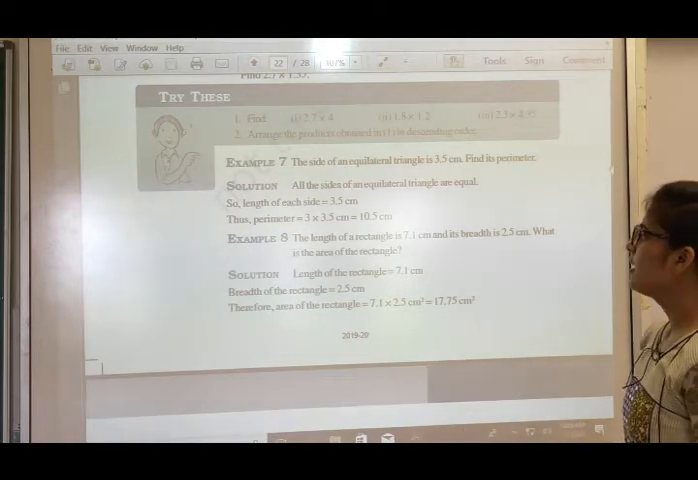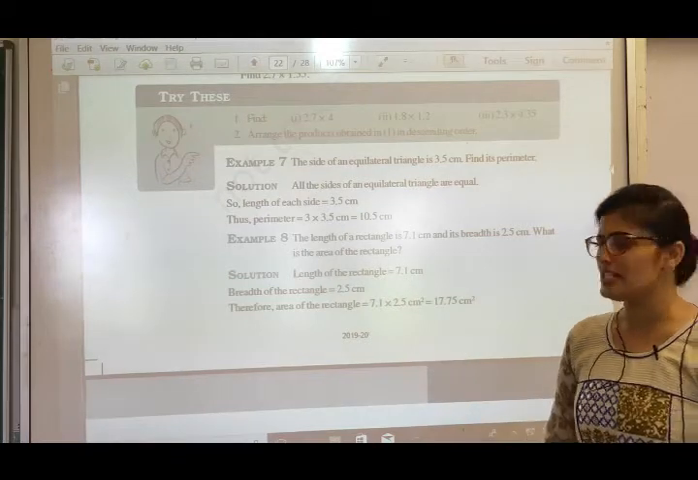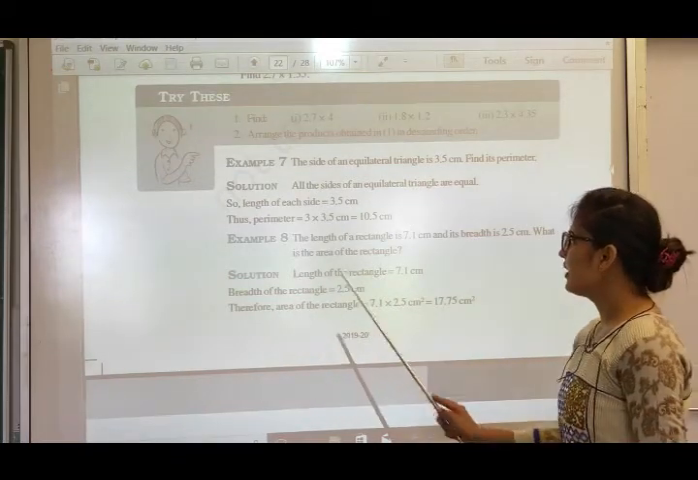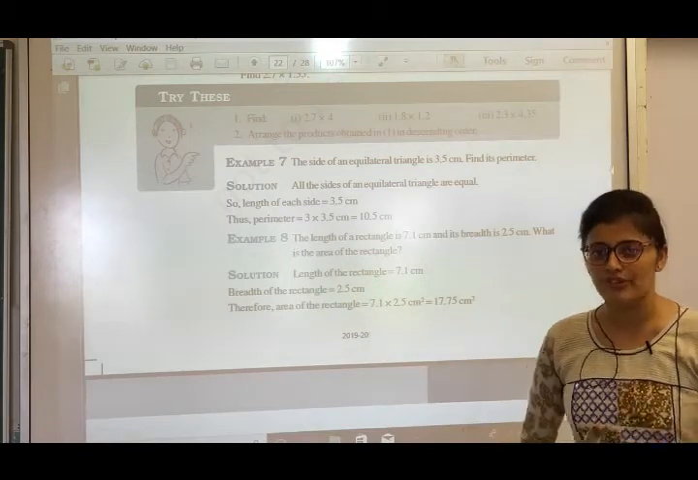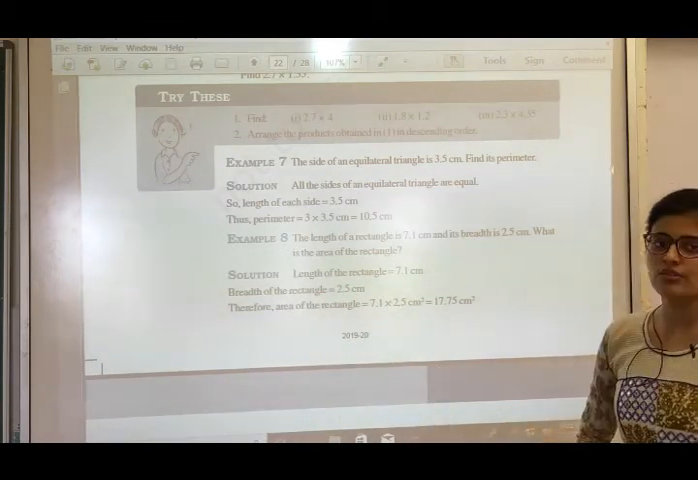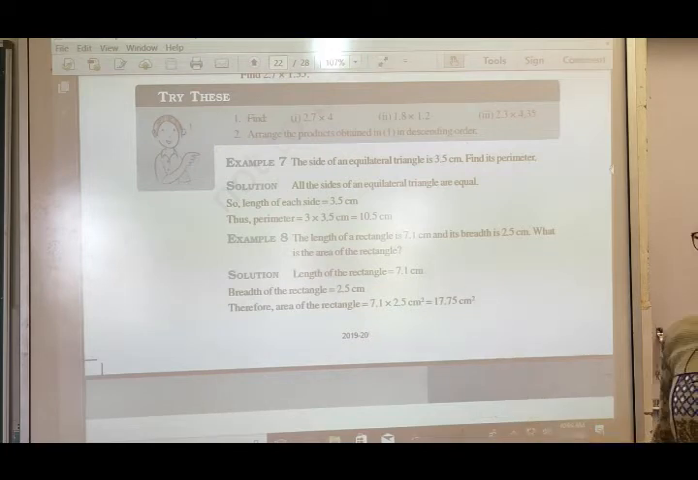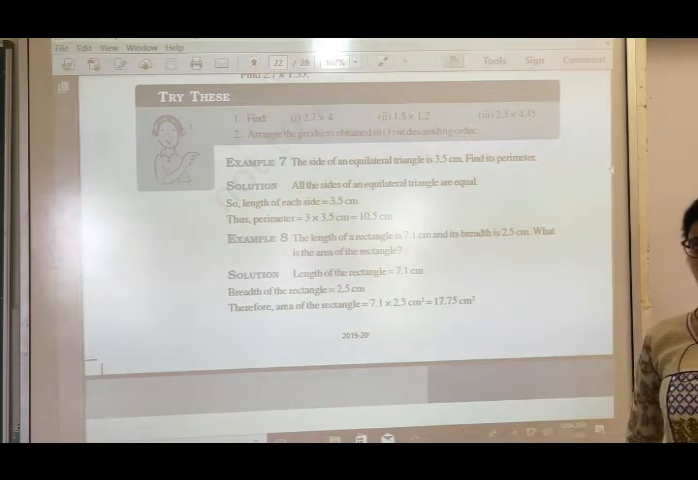Very simple. So what we have to write? Length of rectangle will be equal to 7.1 centimeter. Breadth of rectangle is equal to 2.5 centimeter. Therefore area of rectangle will be equal to 7.1 multiply 2.5 centimeter square. It will be equal to 17.75 centimeter square.